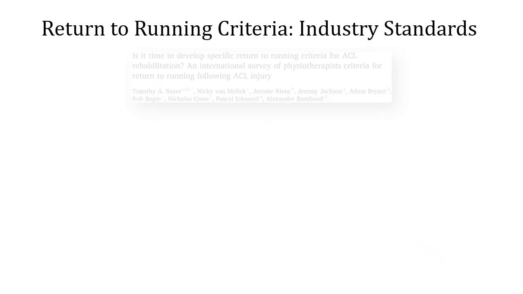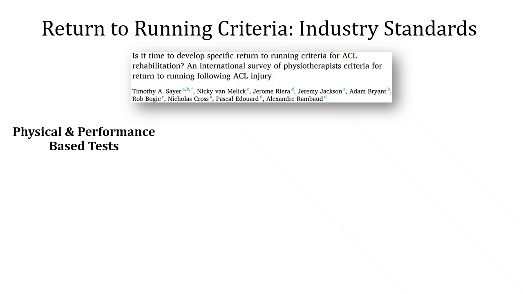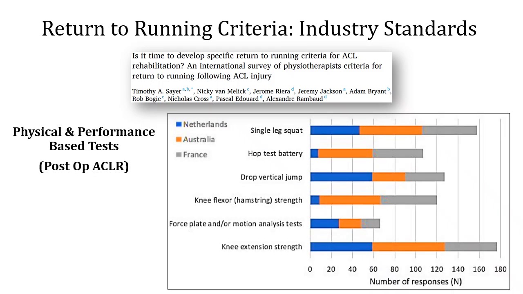So when we look at that same study in regards to the physical and performance-based tests that are recommended by physical therapists across this international survey, we see that single leg squatting would be second, knee extension strength being number 1, and then drop vertical jump being number 3. Close in that fourth or fifth criteria would be our knee flexion, that is hamstring strength, and then also hop testing.